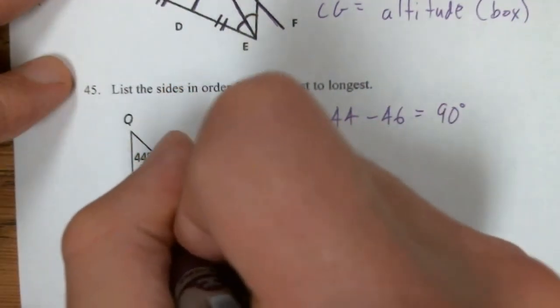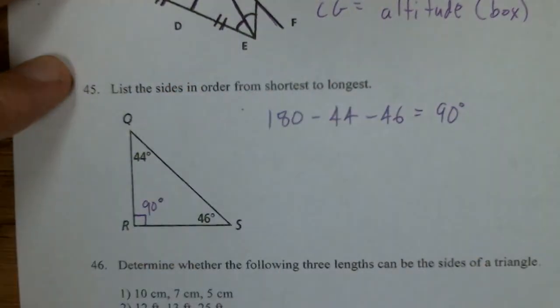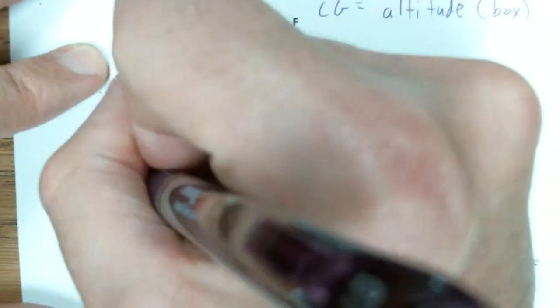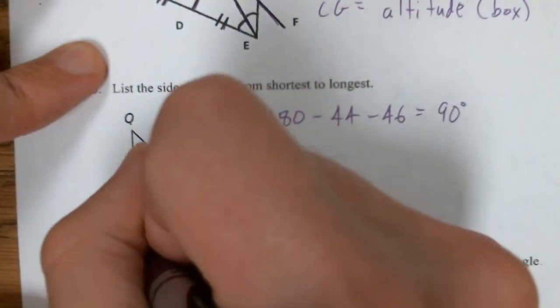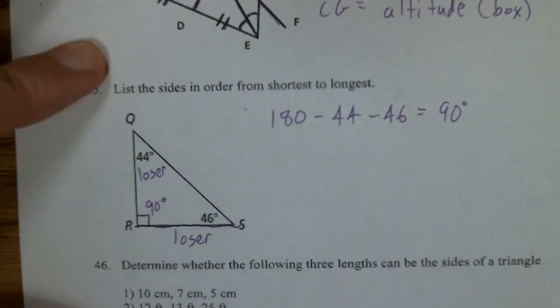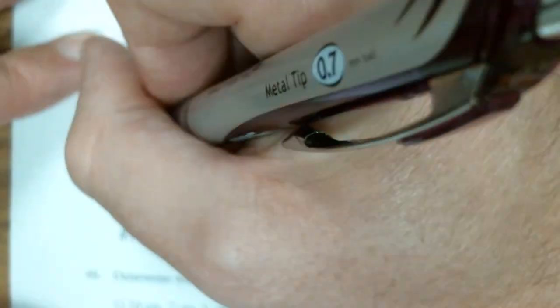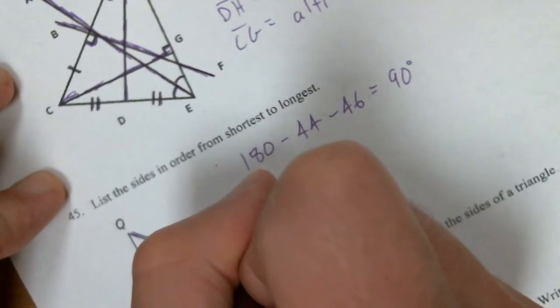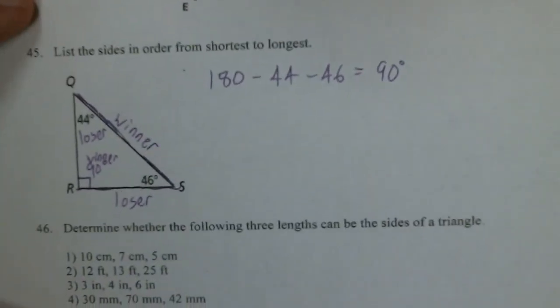So this guy's a box. That's 90 degrees. So now I label my shortest angle, the loser. 44 is the lowest number, so he's the loser. That means the side opposite him, this guy, is also the loser. Okay. What's my biggest angle? 90. That's my winner. So his opposite side, QS, is going to be the winner. Winner, loser. Take the L.